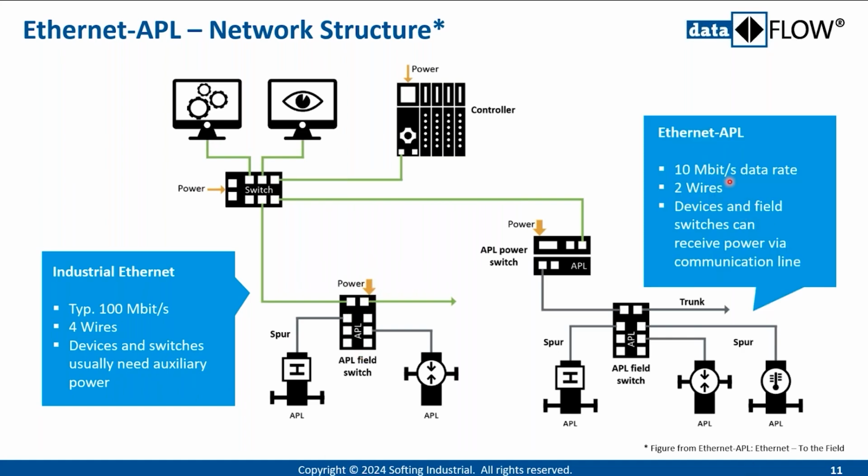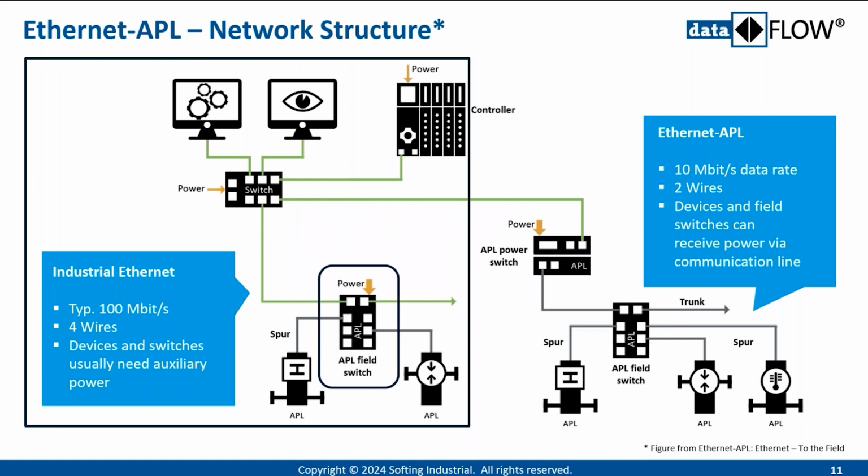Ethernet-APL, 10 megabits reduced data rate, the 2 wires. And the switches can, but they don't have to, get the power via the communication line as well as the devices. So the first thing that gets actually implemented is this technology. So the field switches, power in there, power comes in here.